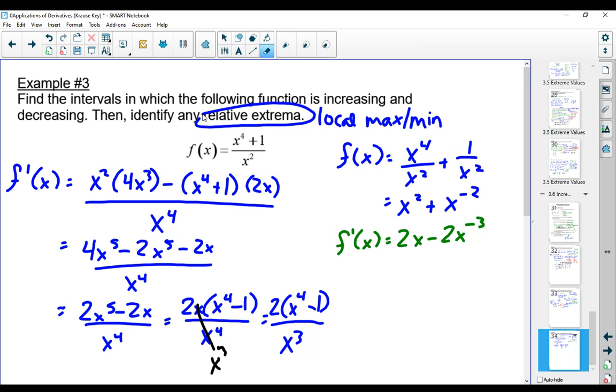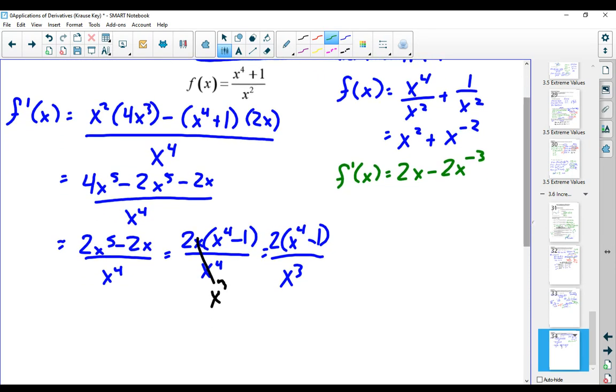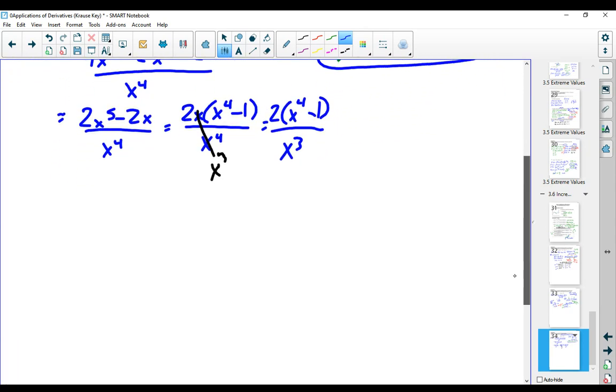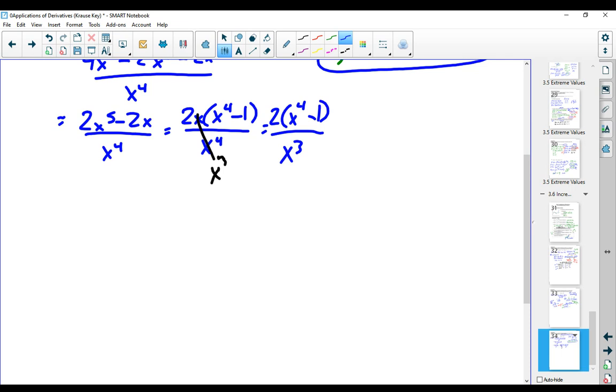So it doesn't matter which one you use. One just happens to be a little bit quicker than the other. Okay. For the purposes of this, I'm going to go with this one here. It's a little bit easier to work with. Okay. I might actually show you both as we go here.